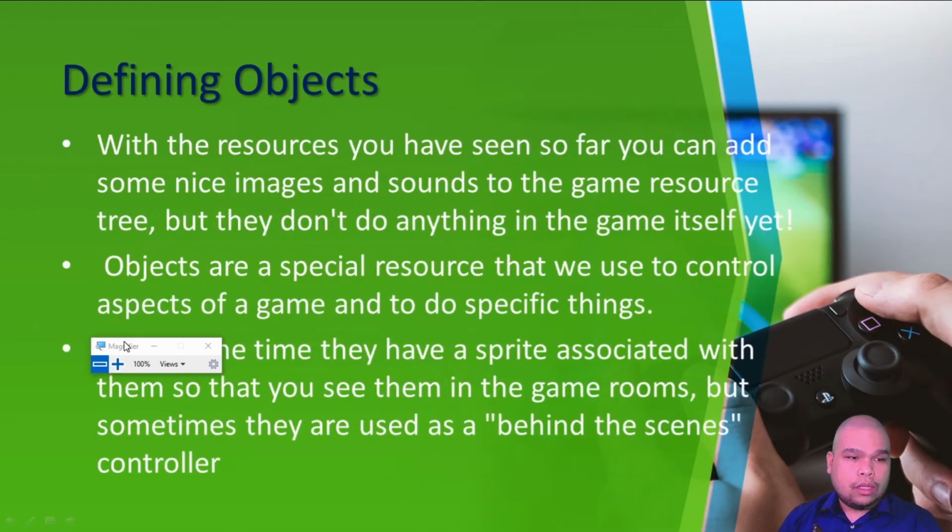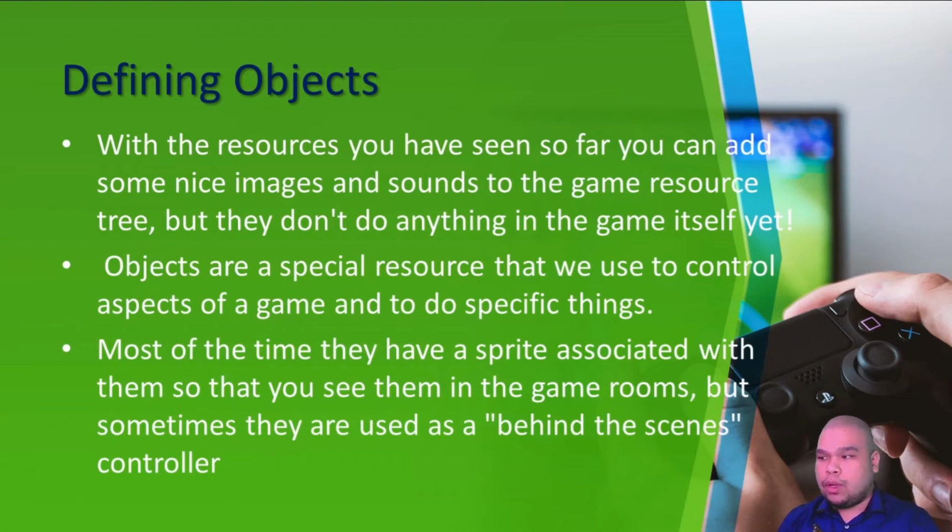Okay, we also have objects. When defining objects, with the resources you have seen so far, you can add some nice images and sound to the game resource tree, but they don't do anything in the game itself yet. Objects are a special resource that you use to control aspects of a game and do specific things. Most of the time, they have a sprite associated with them so that you can see them in the game room. But sometimes they are used as behind the scenes controllers.